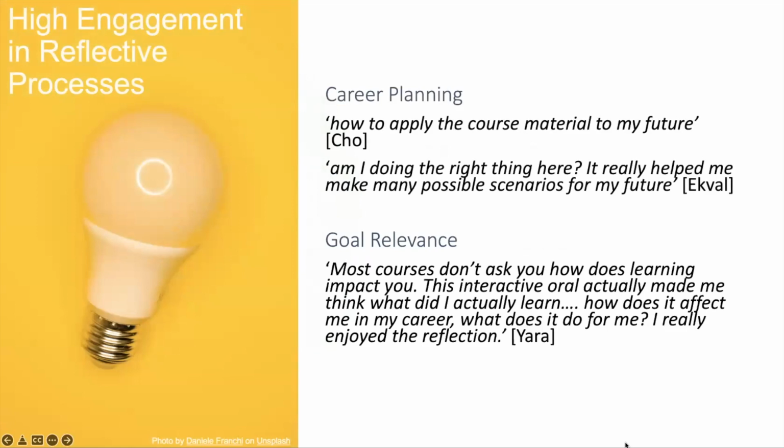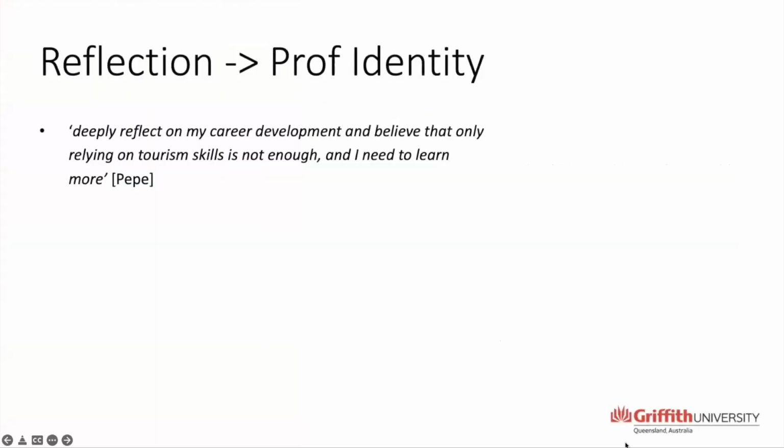And next, goal relevance, which, as this student says, is not very common in courses. They thought about how the learning and the course material actually help them in their career. And for question 2, the reflection did build professional identity. So students like this reflected upon their career development, and through this process found out that relying on tourism skills was not enough and they wanted to learn more.